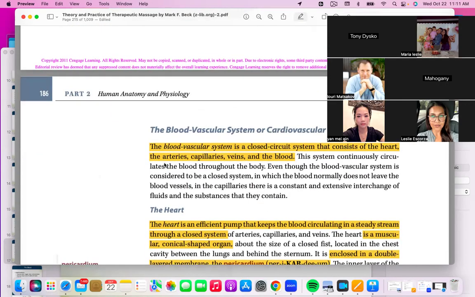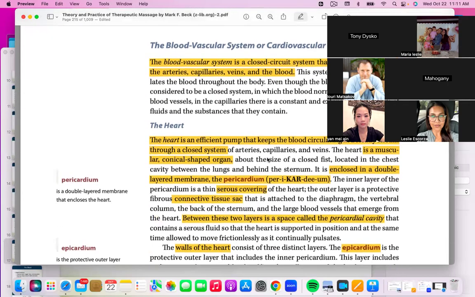Okay, so the blood vascular system is a closed circuit, like we said, and it consists of 1, 2, 3, 4. Memorize those. Capillaries, veins, and arteries are called blood vessels. So it's blood vessels, heart, and blood. And the heart is considered an efficient pump that pumps the blood in a steady stream throughout the closed circuit. So continuously pumping and pumping.